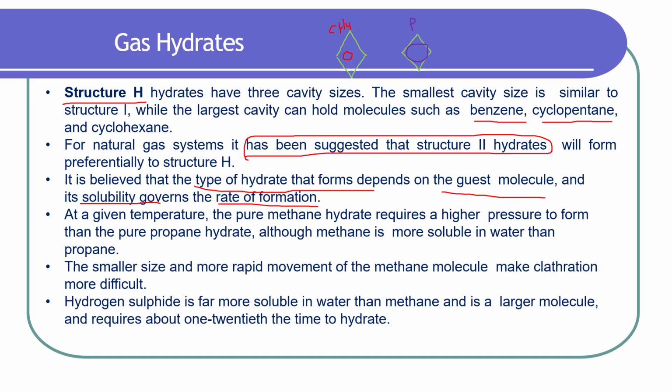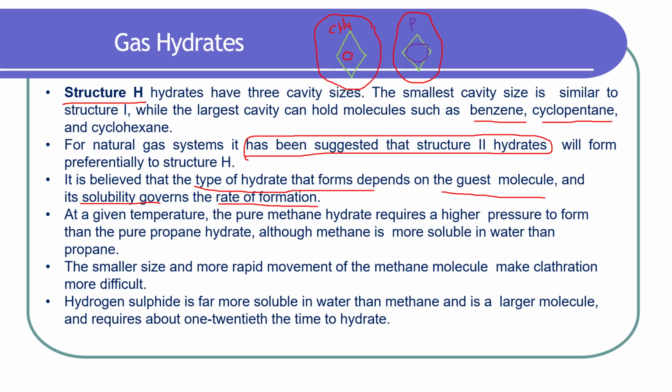Now, theoretically, and even experimentally, it was found that forming a hydrate using propane alone is much easier than forming the hydrate using CH4, despite the fact that CH4 has more solubility in water than propane, which means that solubility is not the only parameter. So CH4 is more soluble in water than propane, but propane will form the hydrate much more easily, or will require less pressure than CH4. The CH4 will require more pressure to form the hydrate compared to propane.